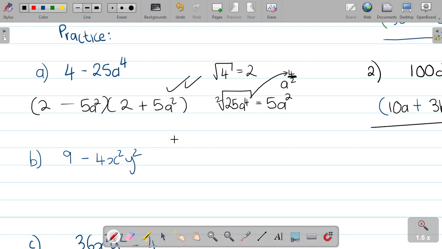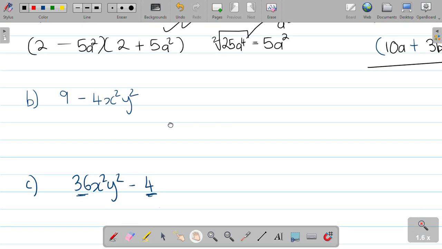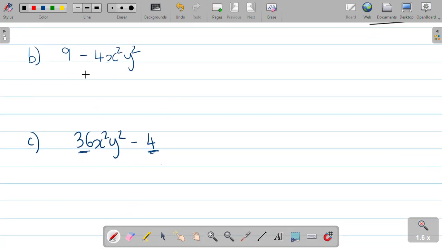Right, let's continue. Let's go on to letter B. So we ask ourselves, is there any highest common factor here? No, there is not. So we move on to, can we do difference of two squares? Yes, we can. There's a difference sign, and there are two terms that have been perfectly squared. So let's have a look. So again, we open up two sets of brackets, plus and minus, or vice versa.